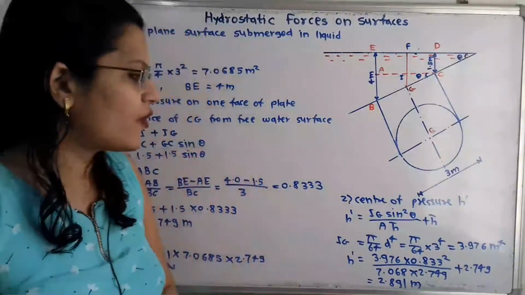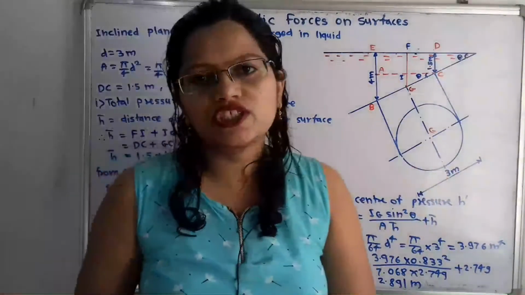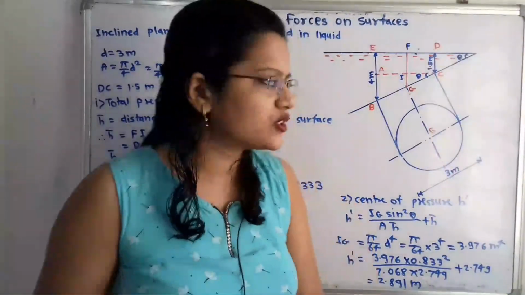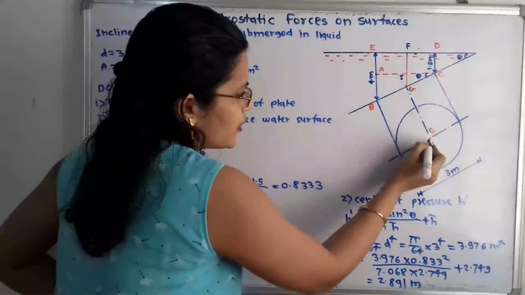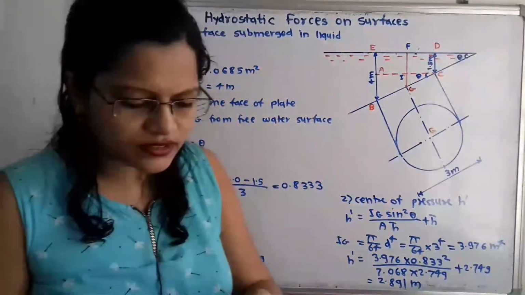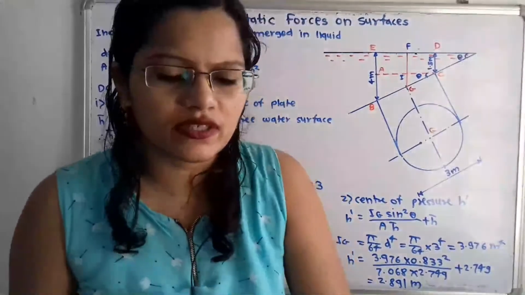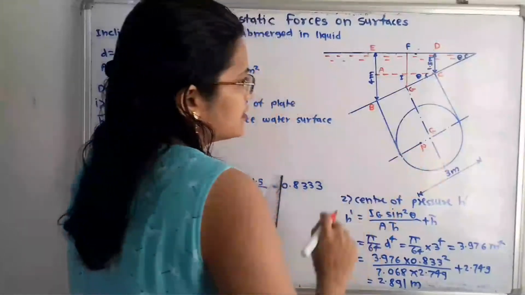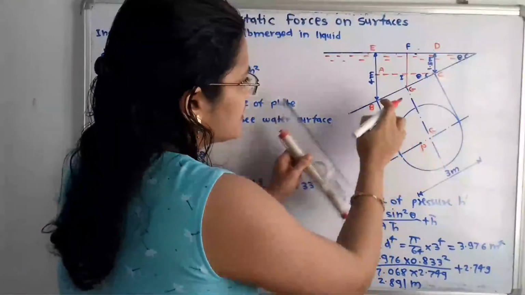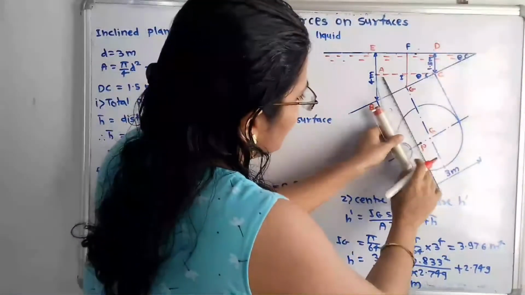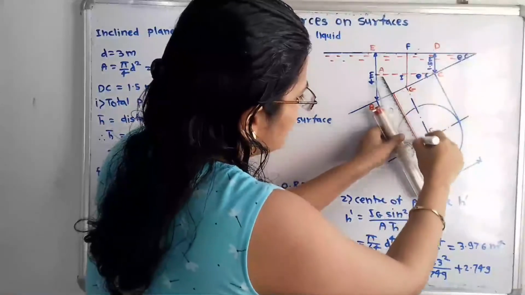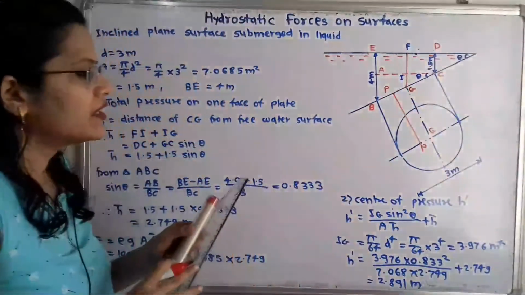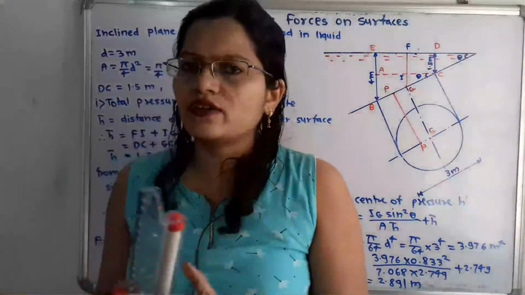Now again we will move to the next, that is the center of pressure h dash. Now we know that the location of the center of pressure is below this point G. So somewhere here there is the point P. So again I will draw one construction. Here is the point P, that is the center of pressure. So again we have to extend this. We have to draw one perpendicular line to this inclined line, and here I will say this is the point P.